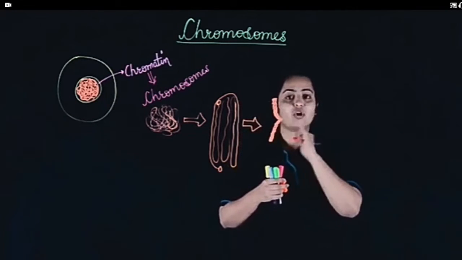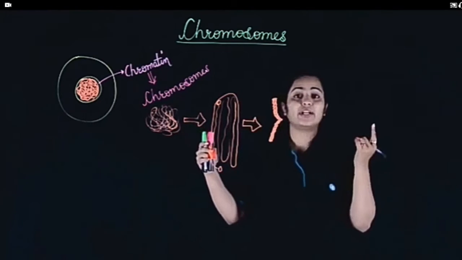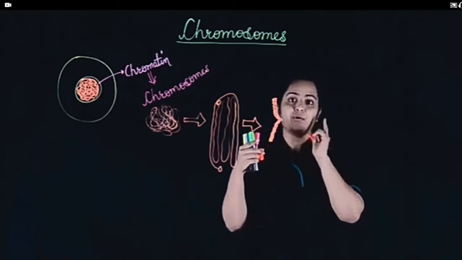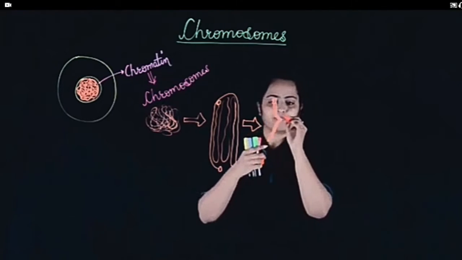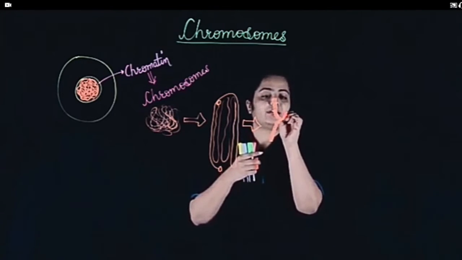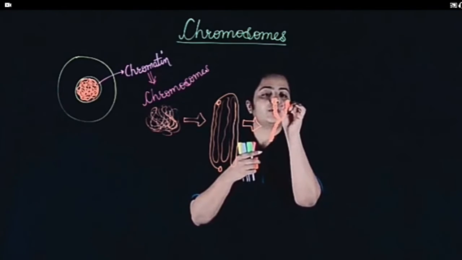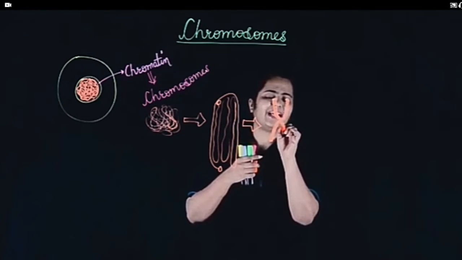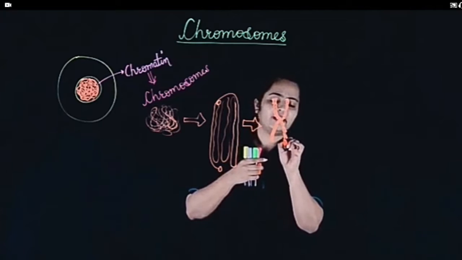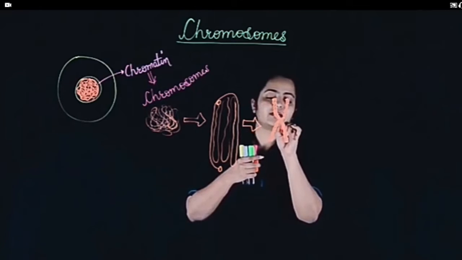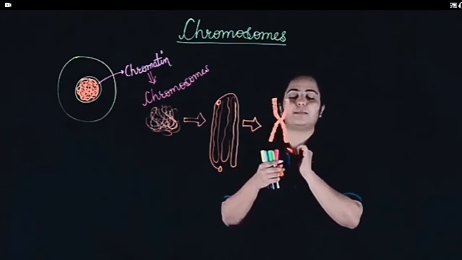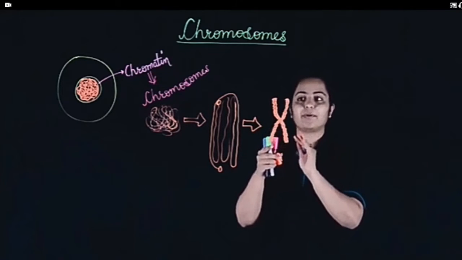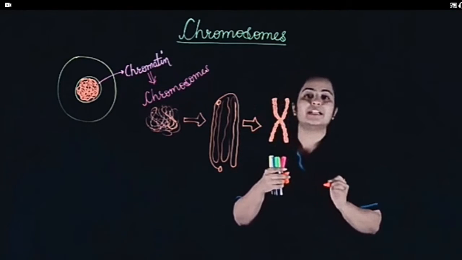But this is already duplicated because the cell is undergoing division. This structure is obtained only when cell divides. Cell divides means it has to duplicate also. So the sister chromatid, the chromosome which has made its duplicate identical copy, will also be attached at the same point. This is how the structure of chromosome is obtained. This is how the chromosome will appear.